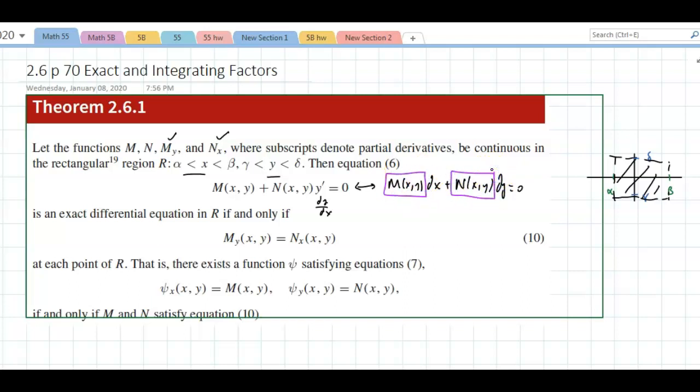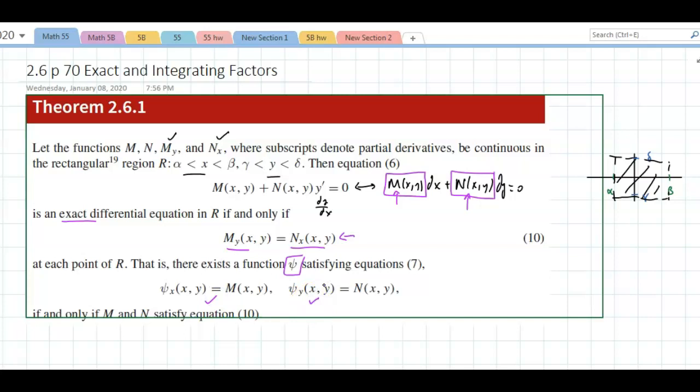because the rest of the theorem talks about this equation is exact, is an exact differential equation if the partial of M with respect to y equals the partial of N with respect to x. So you're kind of doing it backwards, if you could view it that way, that will be good. At each point of R, that is, there exists a solution phi satisfying the equation that phi sub x equals M and phi sub y equals N.